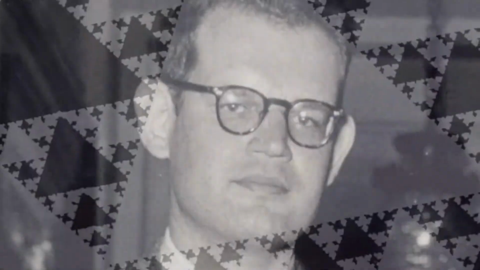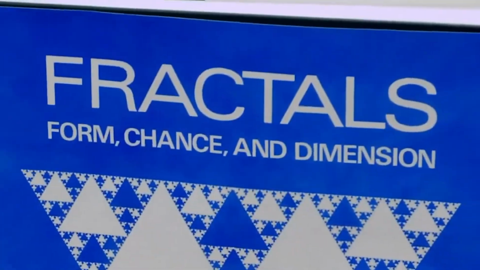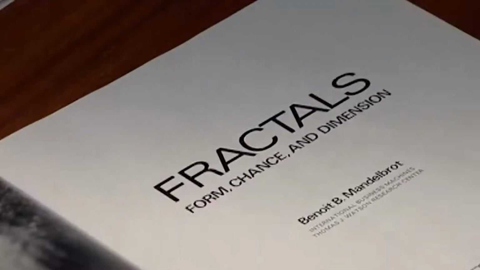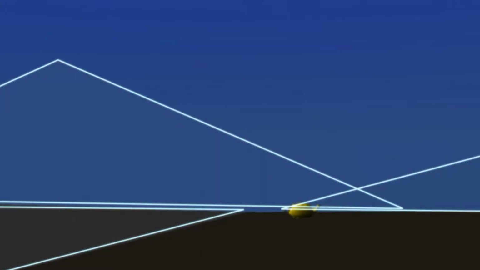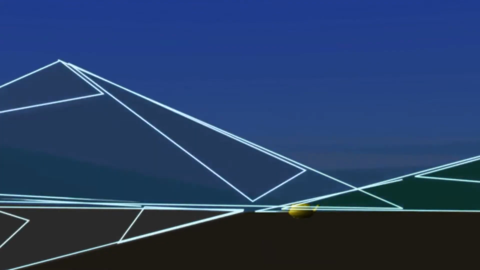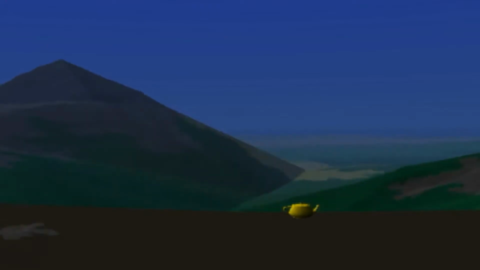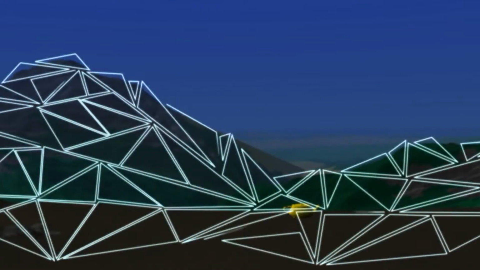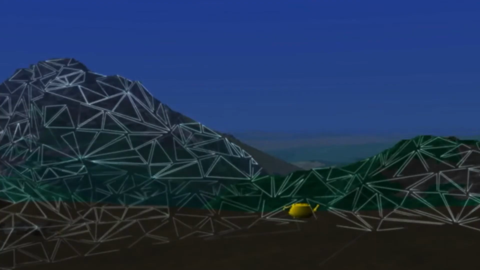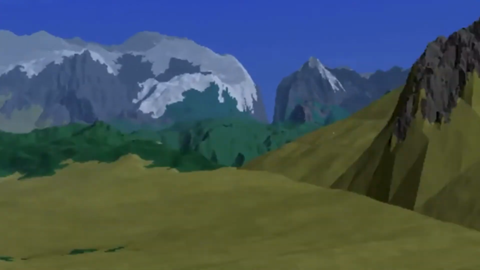That is, until he discovered fractals and the work of Benoit Mandelbrot in the book Fractals: Form, Chance and Dimension. Thanks to Mandelbrot's work, Carpenter was able to let the computer generate those mountains by itself. Starting with a landscape made of a few triangles, he would let the computer split those triangles into smaller ones, and then this last operation would be repeated a number of times, creating more and more triangles with each iteration. The result was stunning and marked the beginning of a new way of computer-generated imagery.